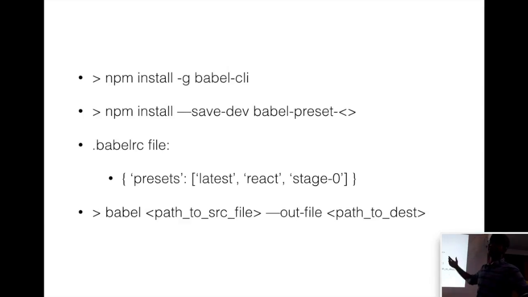There are a couple of presets that you will need to convert your JSX and ES2016 code. Most of the time it will be React, Stage 0 and latest. These three will be more than sufficient to transpile your code. Once you've added the .babelrc file and enabled all these presets, it's pretty easy. You just go to your command line and run Babel with the path to the source file that you want to transpile, and then the destination, and it will transpile it. I can show you an example.